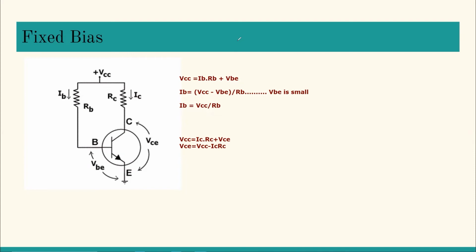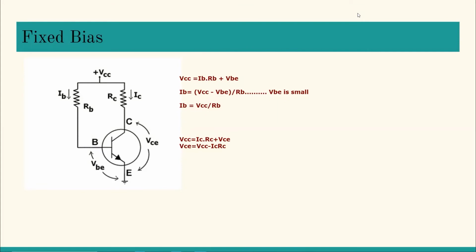And this is known as a fixed bias. VCC is fixed and you get two resistances connected to the source, RB and RC together. Fine. Now, let us see what are the advantages of this particular fixed bias circuit.